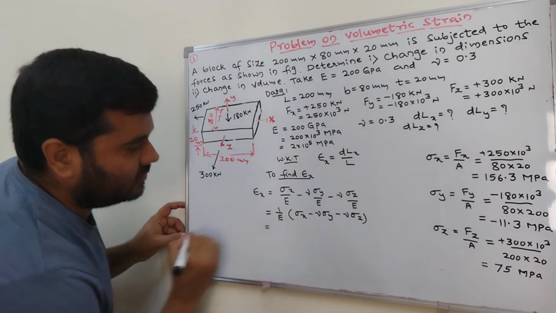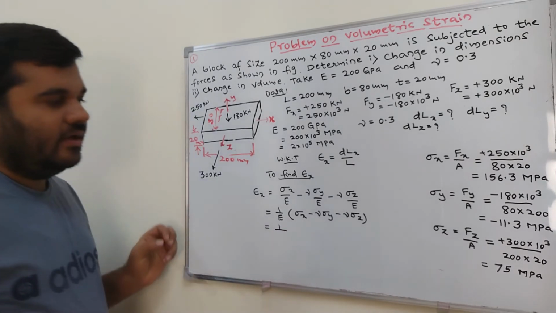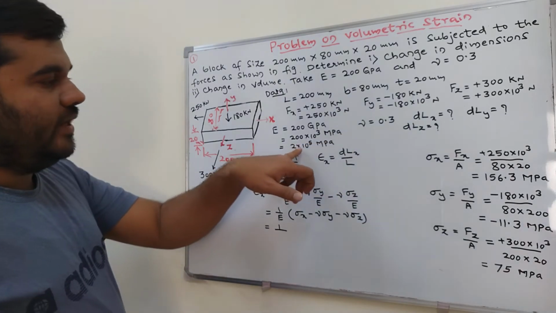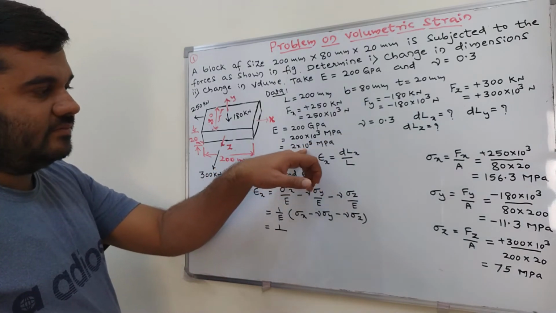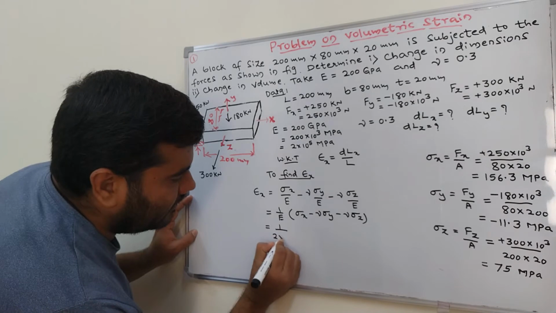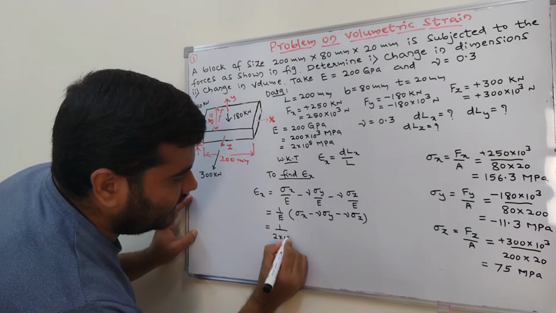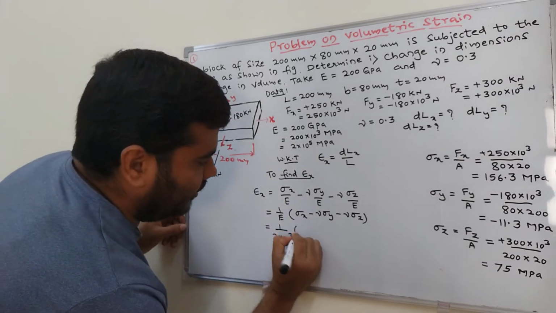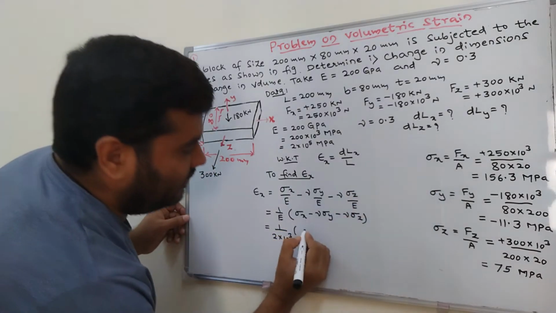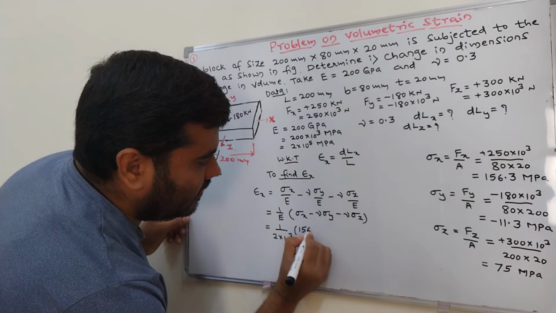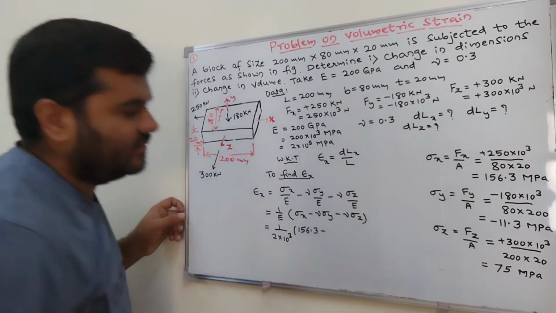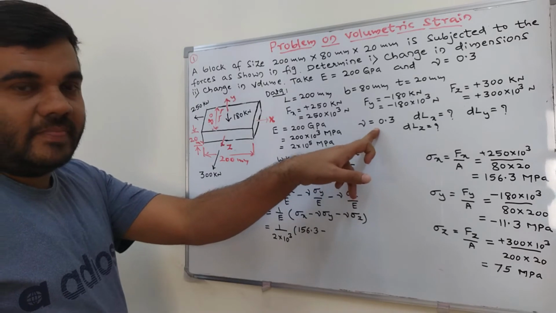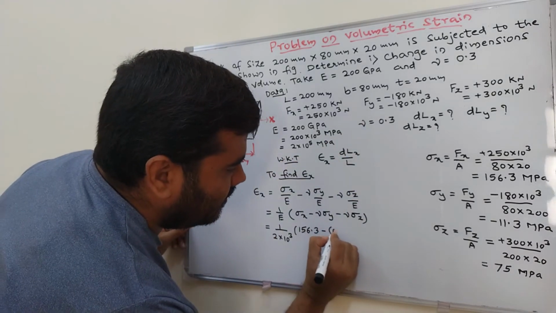This will be equal to 1 divided by E. How much is Young's modulus? Young's modulus is 2 into 10 raised to 3 MPa, that is 2 into 10 raised to 3 Newton per mm square, into stress in x direction, which is 156.3, minus nu. Poisson's ratio is given, that is 0.3.